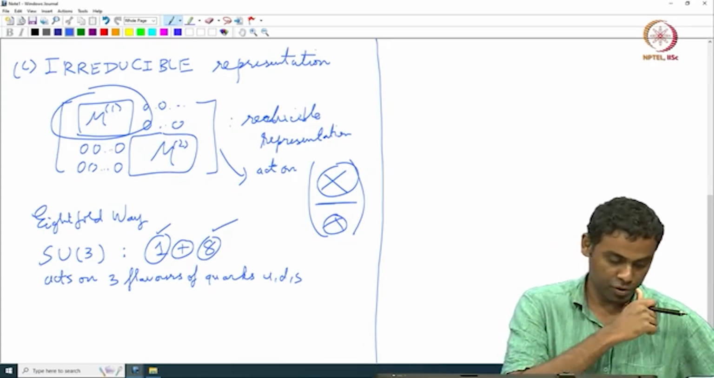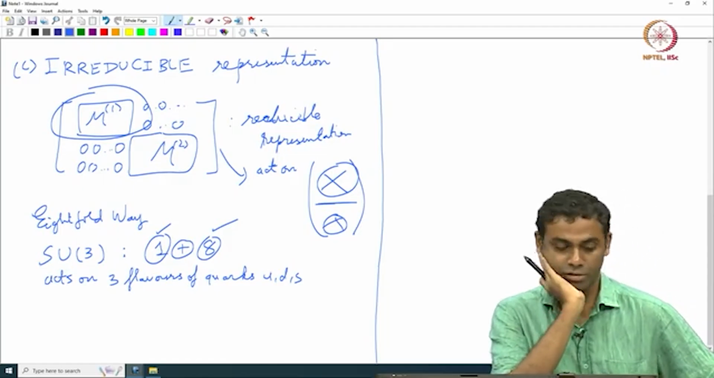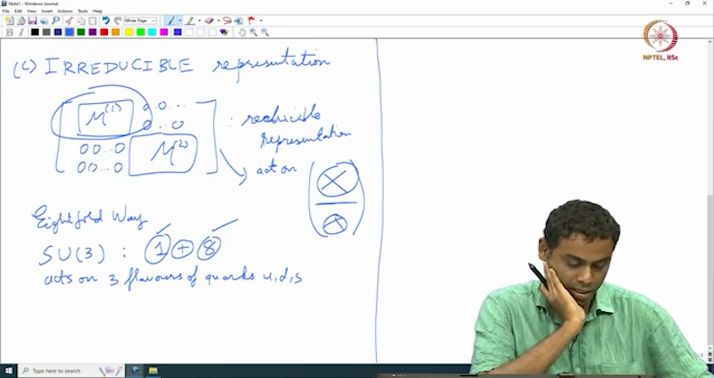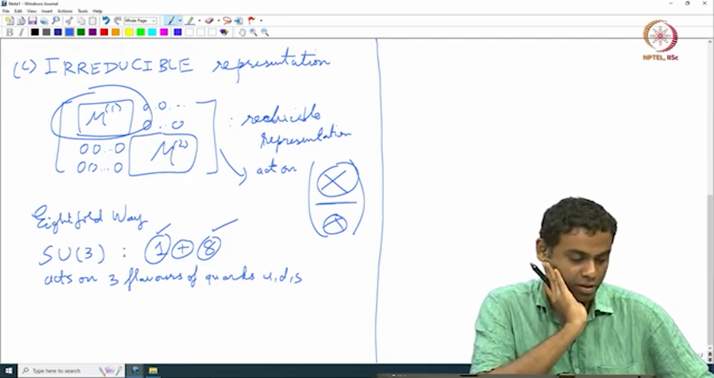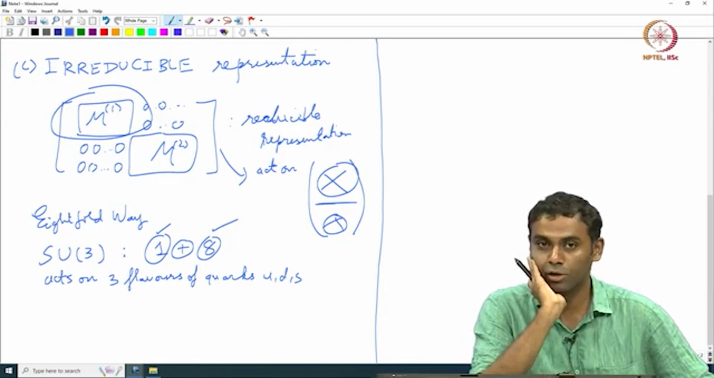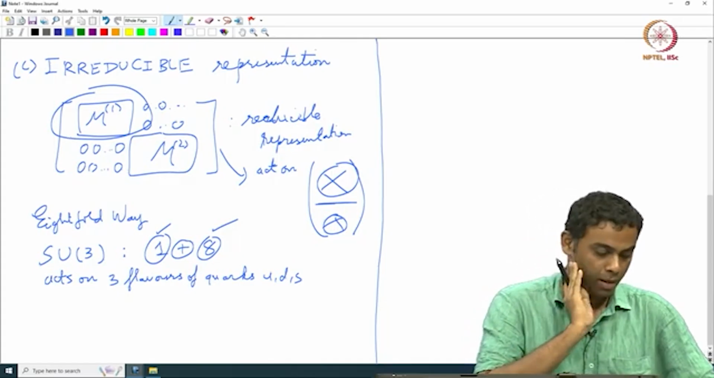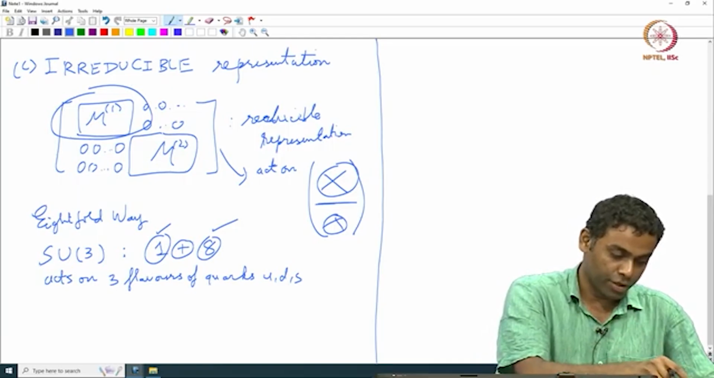Okay, excellent. So, we will see all this. So, this is just an introduction. We will catch up with all this and we will actually use all this in glorious detail when we deal with the standard model. Okay, okay, good.